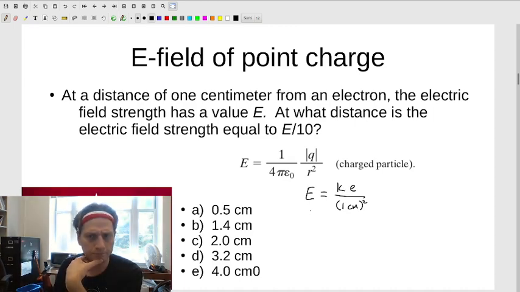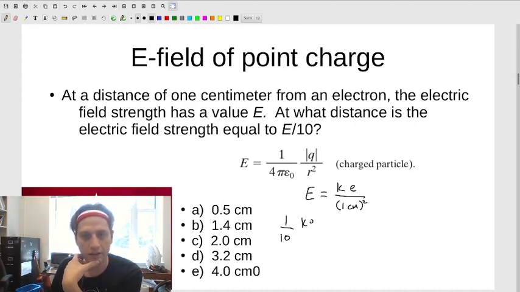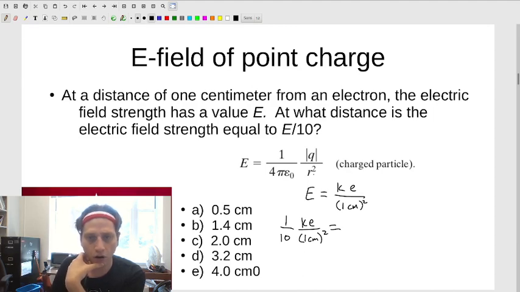And it asks me, at what distance is the electric field strength equal to E over 10? So that would be 1/10 of Ke over 1 centimeter squared is equal to, and I want to solve for R. So I have not changed my charge. I'm just going to leave this as a variable. I don't know what it is. K and E are constants, and I can divide both sides by K and E.